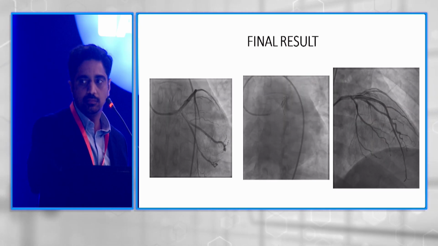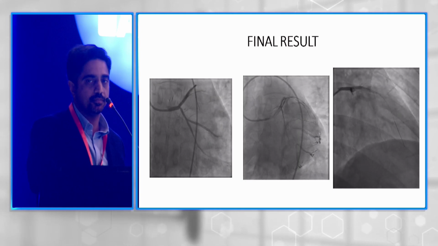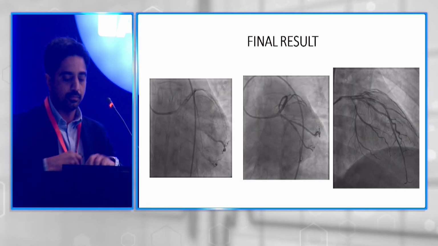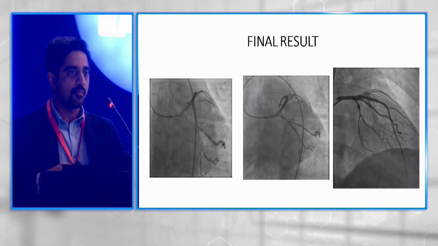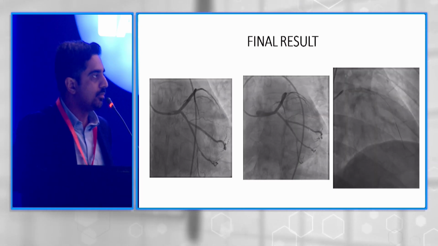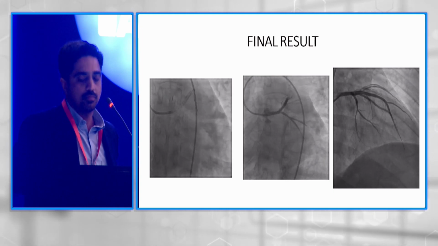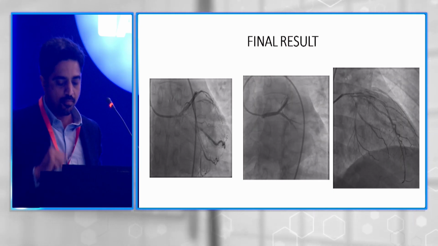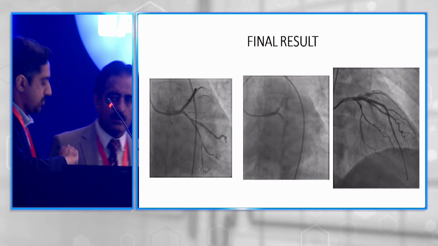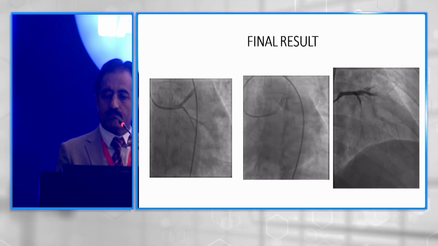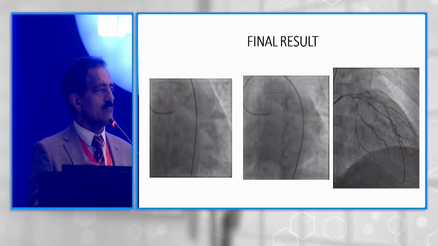Did you do IVUS or anything? No, no imaging was done in this case. Any comment from the panelists? I think provisional stenting is a much better choice than the two-stent strategy, and this is also what goes as far as our environments are concerned and the patient affordability.